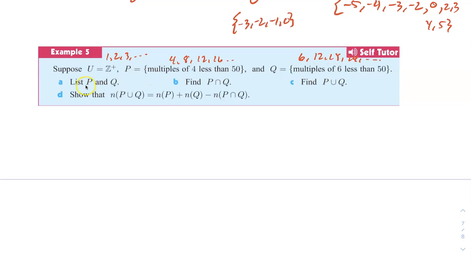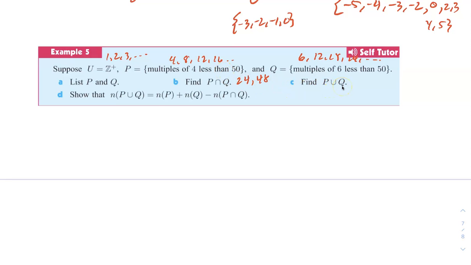List P and Q. Oh, I kind of did. I don't want to do all of them. List the intersection of P and Q. So intersection of P and Q, what do they have in common? 24 for sure. And I think 48. That's where those two things will intersect. Like, where the multiples of 6 are also the multiples of 4. There's 24 and 48.